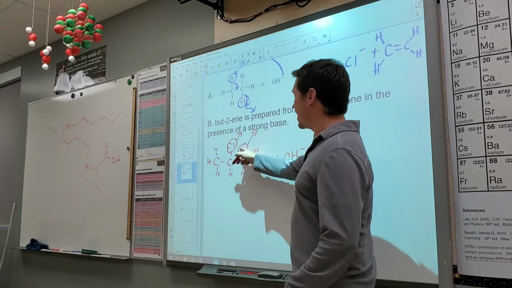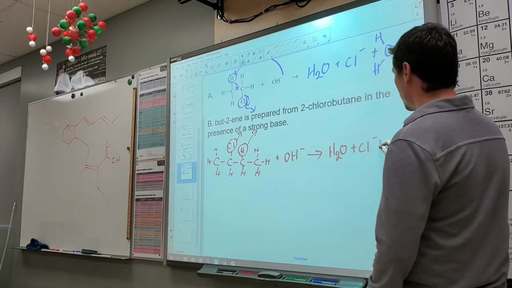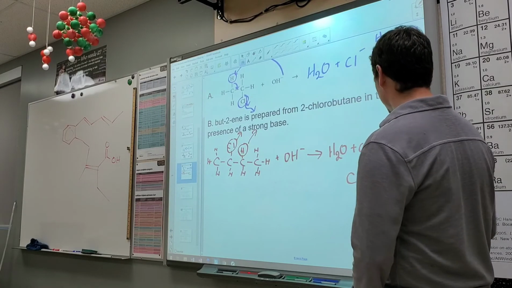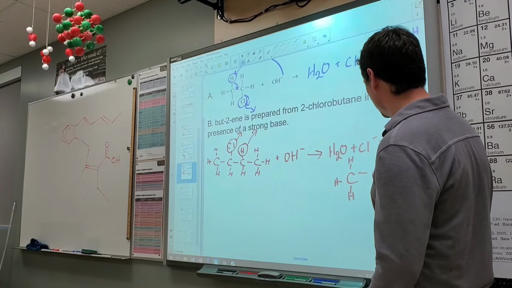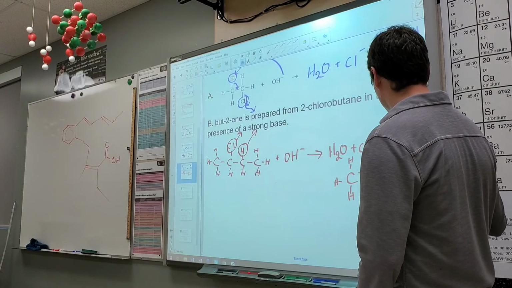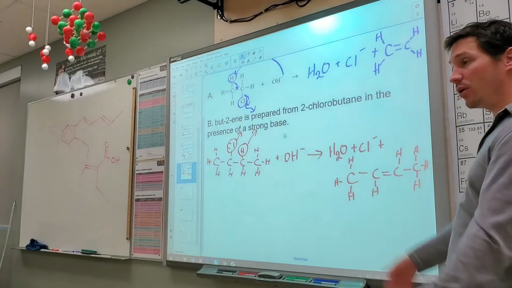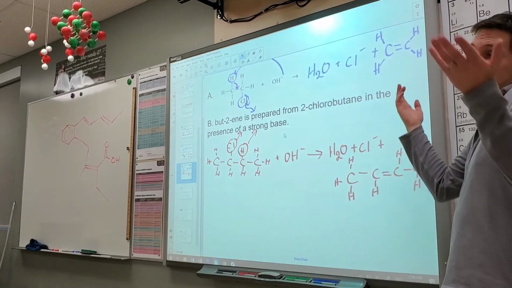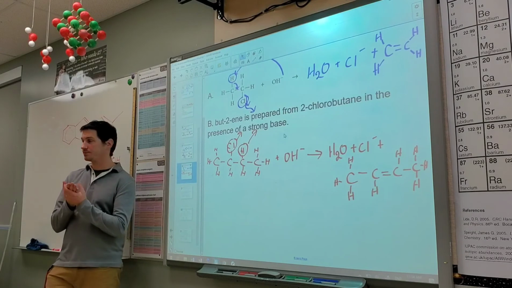So the hydroxide steals the hydrogen and it makes water. You have a chloride ion leaving as well, and then we're left with butene, and then just hydrogens. But again, the important part to remember is that we're starting with 2 things and going to 3 things. When we're making an extra thing, that's an elimination reaction, right? Hopefully that makes sense.